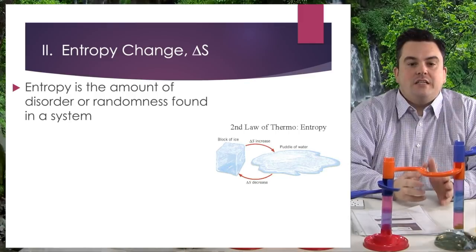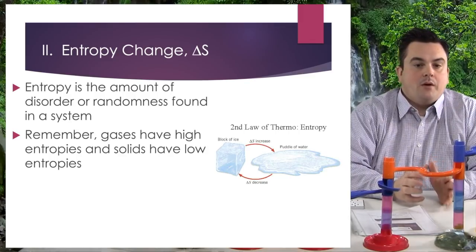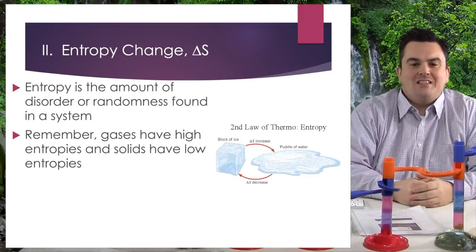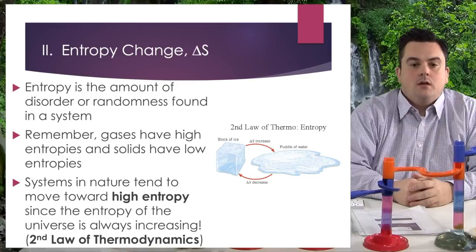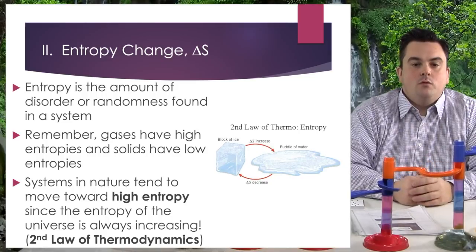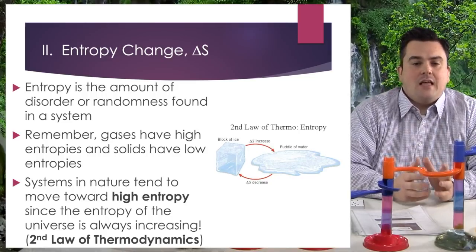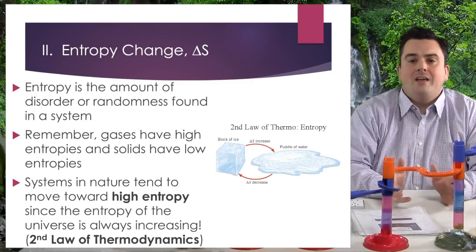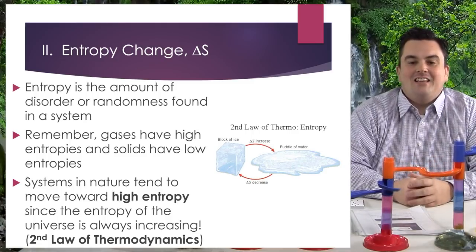Entropy change, or delta S. Entropy is the amount of disorder or randomness found in a system. Remember, gases have high entropies and solids have low entropies. Oh, I remember. Systems in nature tend to move towards high entropy, since the entropy of the universe is always increasing. This is the second law of thermodynamics. So systems in nature tend to go to a lower energy and a higher entropy.